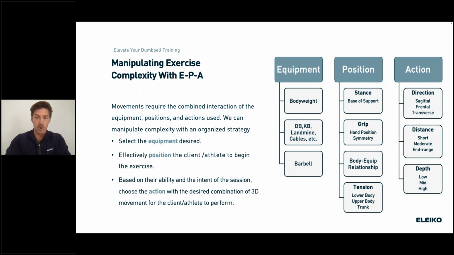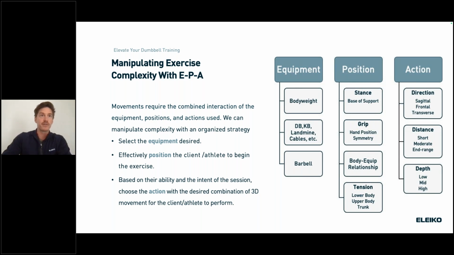If we change the equipment that we use, the position that we're starting in, our setup position, or any of the actions, the desired outcome, we can either increase or decrease the complexity without just throwing more load on there. Typically, that's how we get our progressive overload, just throw more load on there. Well, you can also change the equipment, the setup position, or the action to get that overload. So in essence, the EPA process is the guideline telling us how to position our clients and our athletes, how they should perform the actions, and what happens when we change the equipment.